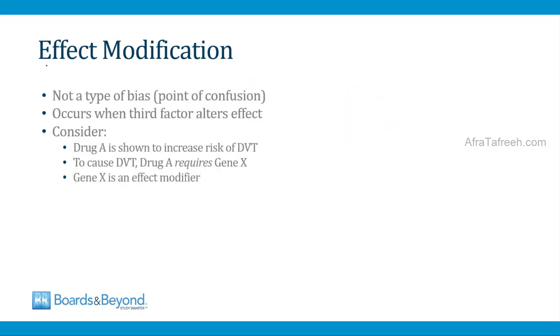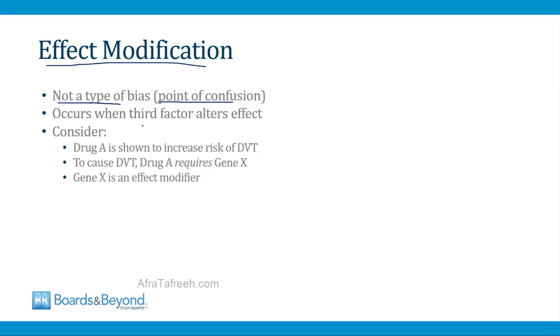Okay, next let's talk about effect modification, which is not a type of bias. This is a point of confusion sometimes. People think that effect modification is bias, but it's not. However, it's very similar to confounding and can be easily confused with confounding, so let's talk about this now.